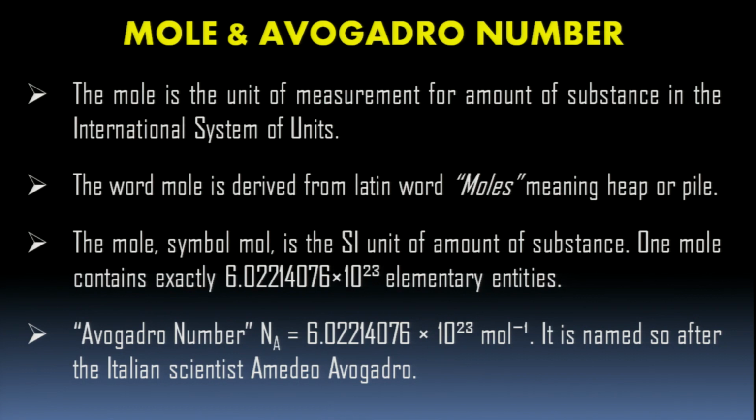of substances. Okay. From where did they get this word mole? The word mole is derived from the Latin word moles, meaning heap or pile, like piles of things, a hill of something. That is because it's a very large number. You will come to know it's a very large number.